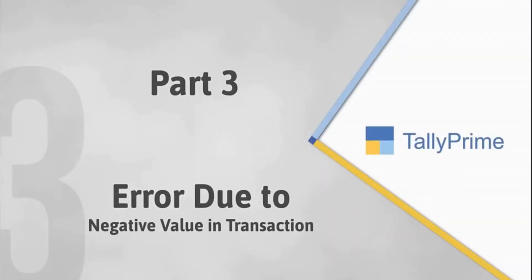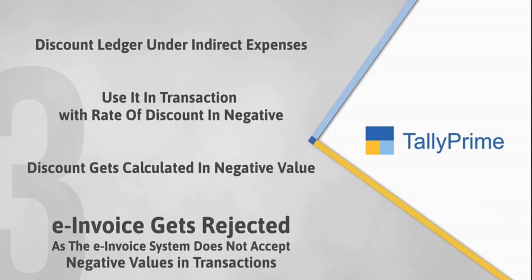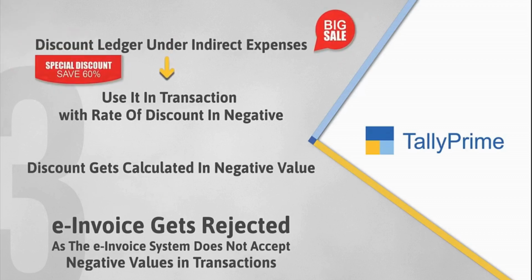Now, let's have a look at the error that occurs due to a negative value in the transaction. In your business, you may be giving discounts to your customers. While recording a sales transaction, when you add the ledger with the rate of discount in negative, the invoice will calculate the discount in negative value. In such cases, when you generate an e-invoice, it gets rejected by the e-invoice system. This happens because the e-invoice system does not accept negative values in a transaction.